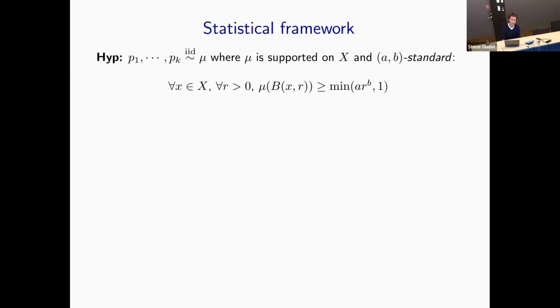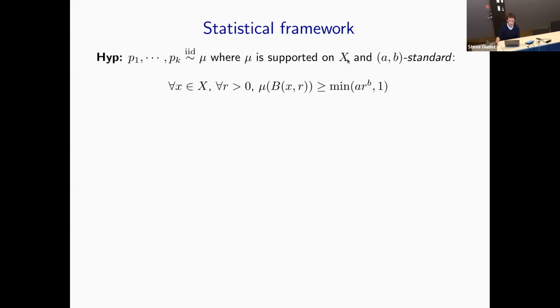Now I'm going to talk about the statistical framework. How do you leverage this approximation result and turn it into a statistical convergence result? For this, we're going to make some very standard assumptions. We're going to assume that our sample points are sampled IID according to some measure mu, which is supported on X. So it's supposed to have full support, and X is really the support of mu.